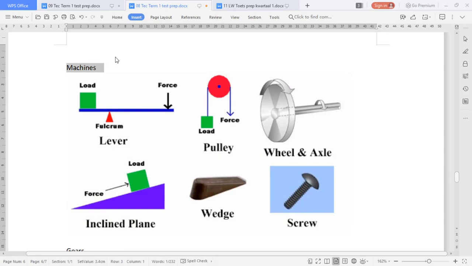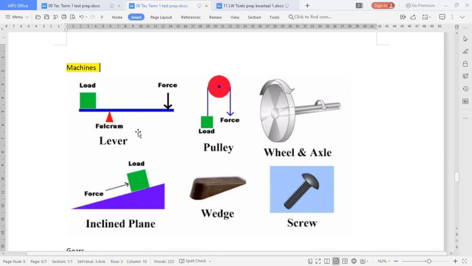We're having a look at machines today. So here are some basic machines. Now, let me first start by saying, when we think about machines, we think of these huge things. But a machine is basically just something that makes work easier.